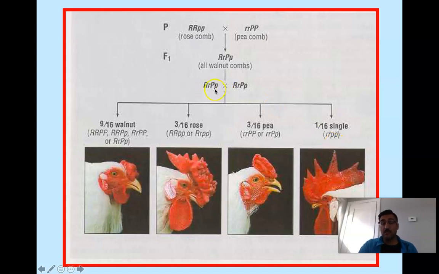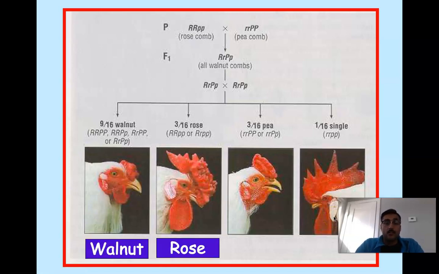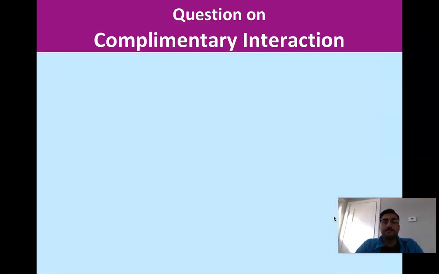I would highly encourage you to pause this video here and do this cross, the heterozygote with the heterozygote, foil it. And then complete the cross and make sure you can identify who's got the 9 dominant for both, who's got the 3, who's got the 3, and who's got the 1 in your big square. Okay, good practice from the last video. So walnut, rose, pea, and singular are phenotypes.